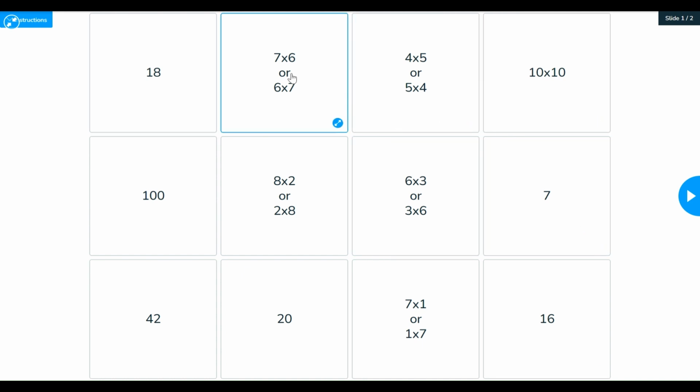And then for my multiplication problems, I have 7 times 6 or 6 times 7 because both of these multiplication problems are the exact same. You were just switching these factors' places from this side to this side. We have 4 times 5 or 5 times 4, 10 times 10. I didn't put or 10 times 10 because it would be the same. We have 8 times 2 or 2 times 8, 6 times 3 or 3 times 6, and 7 times 1 or 1 times 7.